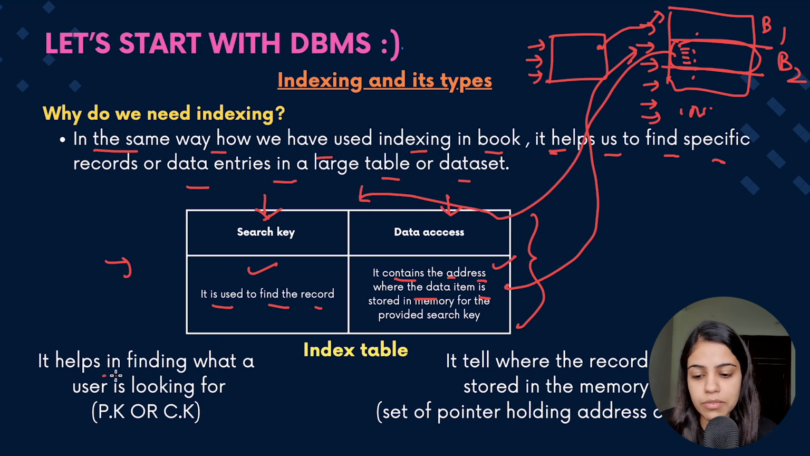So the search key helps in finding what a user is looking for, and the data access tells us where the record is stored in the memory. It is basically a set of pointers holding the address of the blocks. So all these blocks have some address and that is stored in the index table.